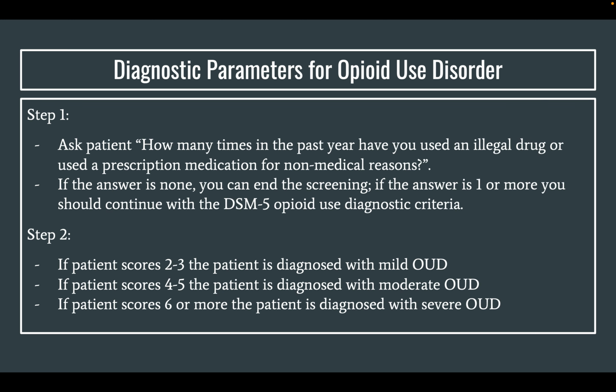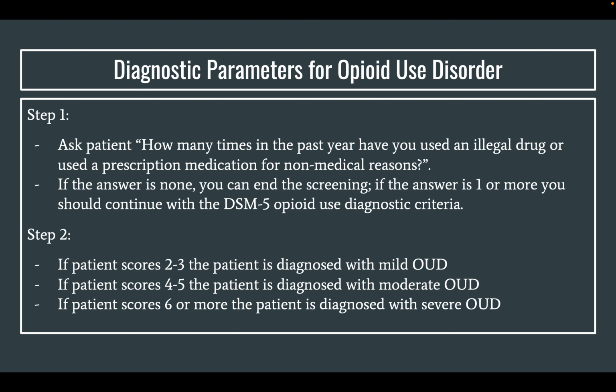Diagnostic parameters for opioid use disorder include, step 1, asking the patient how many times in the past year have you used an illegal drug or used a prescription medication for non-medical reasons. If the answer is none, you can end the screening. If the answer is 1 or more, you should continue with the DSM-5 opioid use diagnostic criteria.